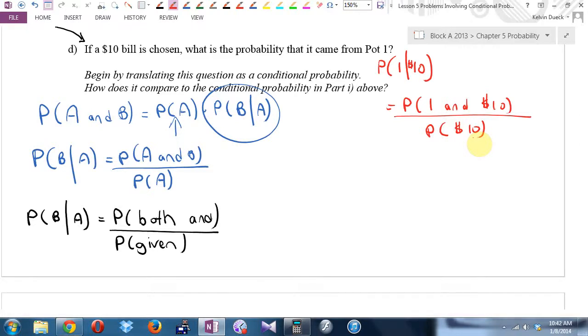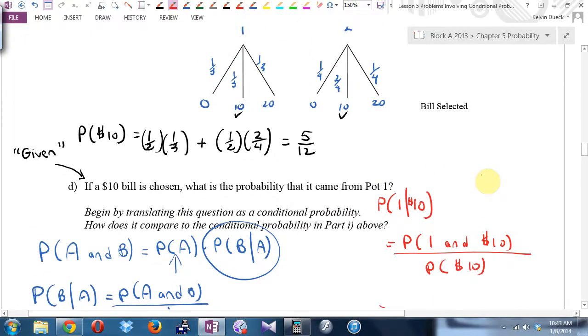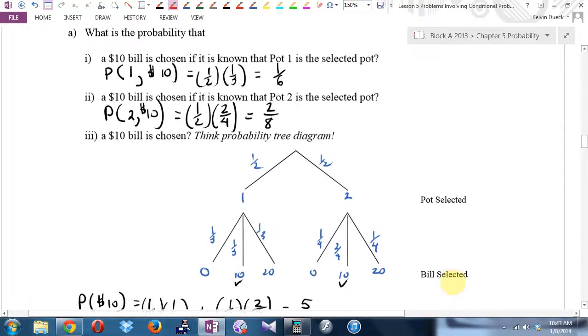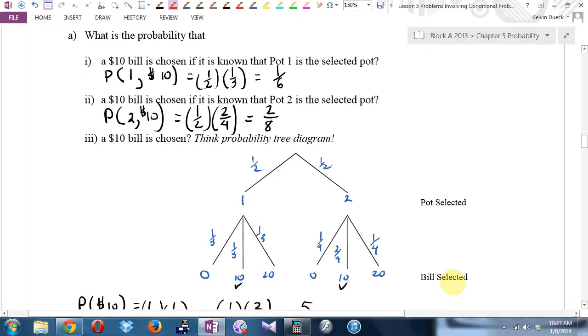This is called Bayes' theorem or Bayes' law. Actually, it's a modified version of Bayes' law. I should be fussy. And if we can get that, Rachel, then it's fairly plug and chug. I'll show you what I mean. Probability that we get a $10 bill, didn't we just calculate it right here? Don't I have P of 10? What's the probability we got a $10 bill? What over what? Oh, probability of one and a $10 bill. Didn't I kind of just calculate it right here?